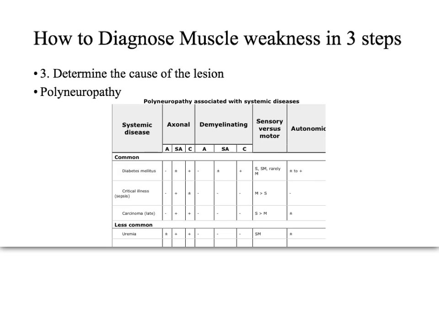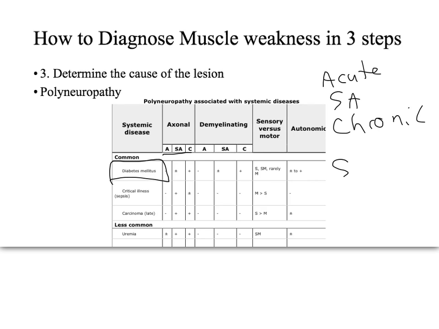Now here's a representative list of the much larger list that you're going to find in the study guide. Of course, we've got the very common things listed, so diabetes being the most common. First, let me tell you what the letters mean. A is acute, SA subacute, and then C is chronic. Then S meaning sensory, SM meaning sensory and motor, and M meaning motor.